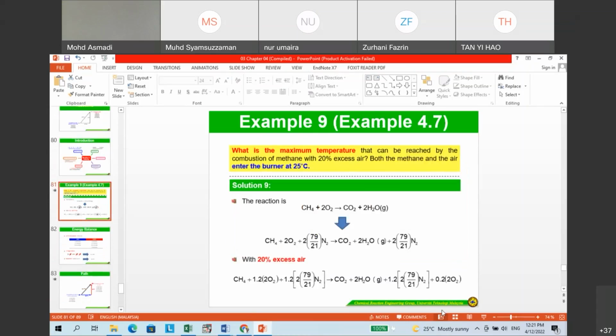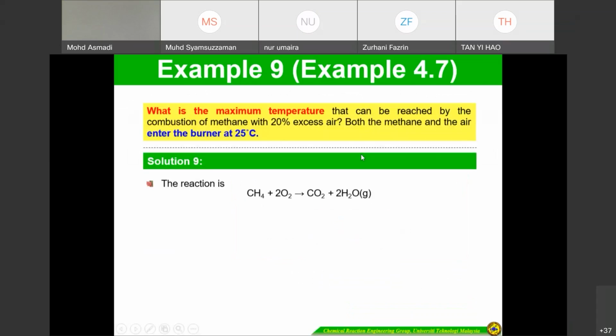Okay, so if you look here, for example 9: what is the maximum temperature that can be reached by the combustion of methane with 20% excess air, where both the methane and the air enter the burner at 25 degrees C? You have to remember that when we deal with the determination of the maximum temperature, meaning the final temperature, there are two cases, first case and second case. You have to use the method of the second case. We need to do the iteration process, right? That is important, and it involves the 20% excess air.